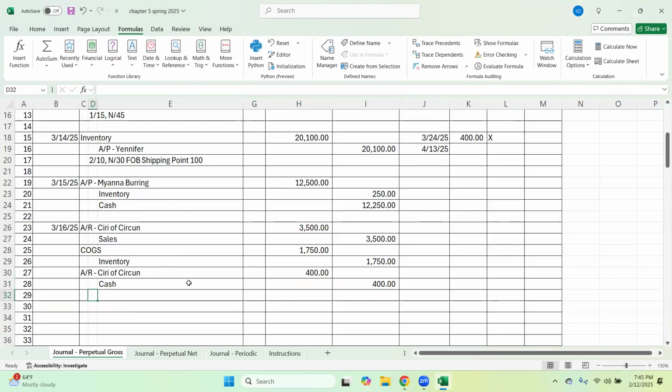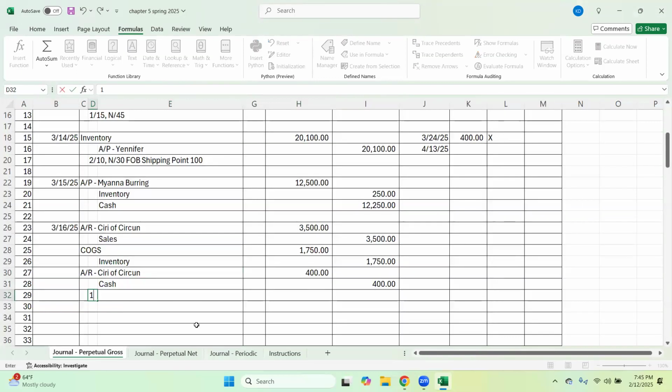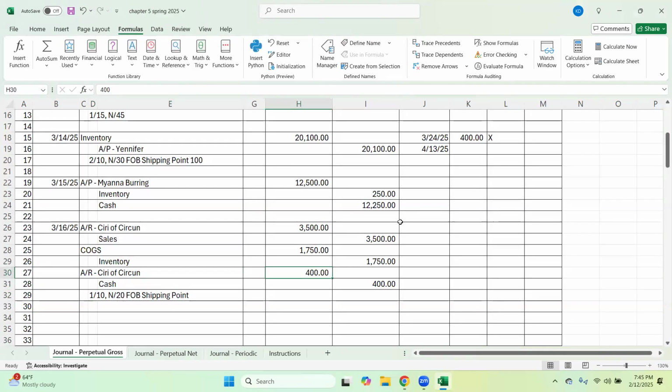And my terms are quite unique. 1/10 net 20. It is FOB shipping point. And since I already went ahead and did this, you can assume right there that I paid for the freight for them.